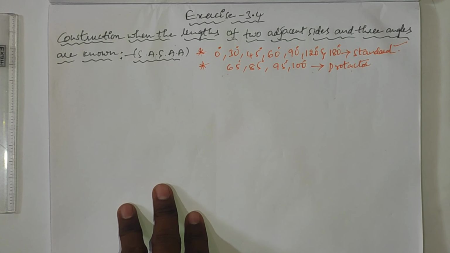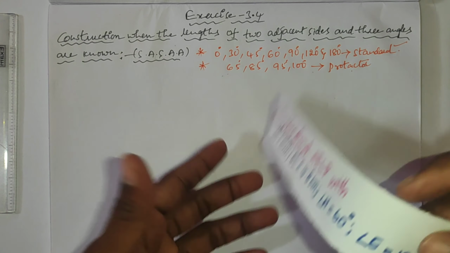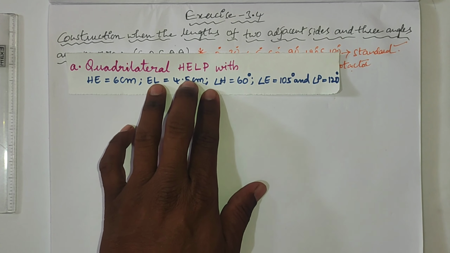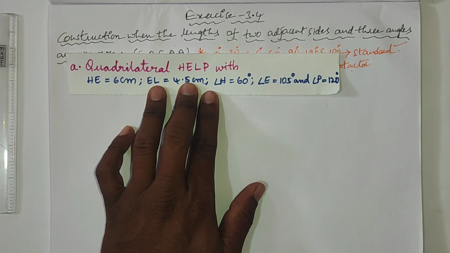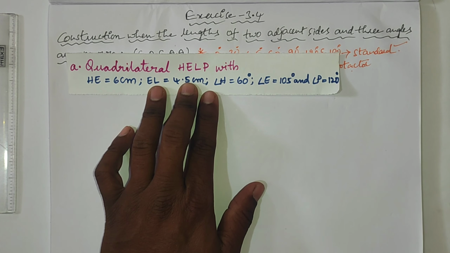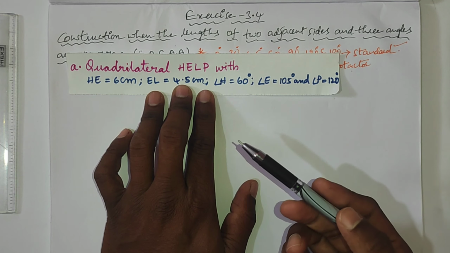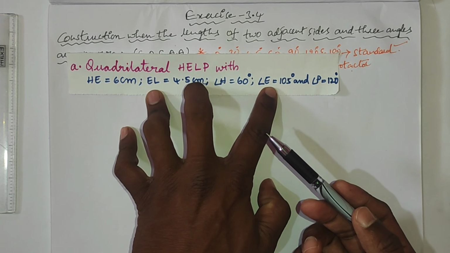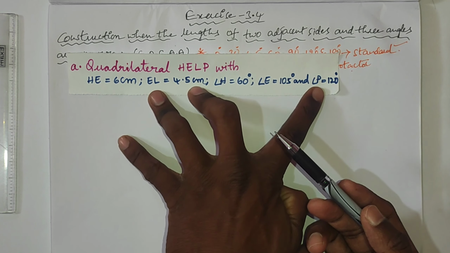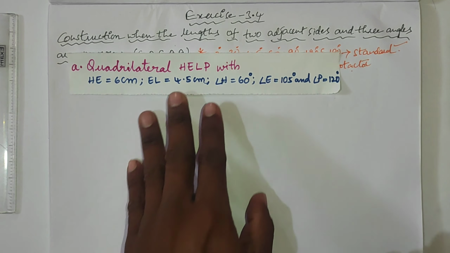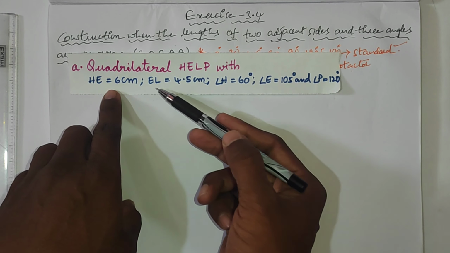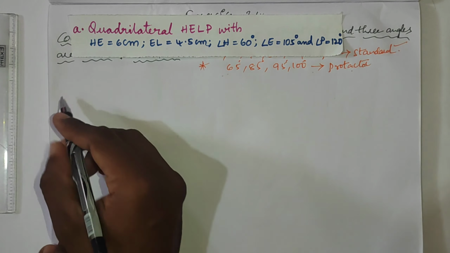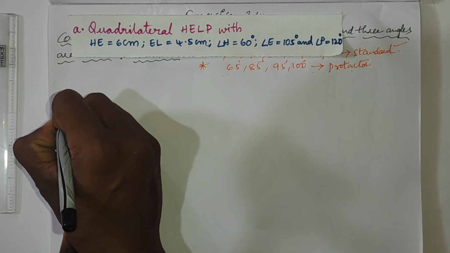Exercise 3.4, first question. What is given? Construct quadrilateral HELP with HE as 6 centimeters, EL as 4.5 centimeters, angle H equals 60 degrees, angle E equals 105 degrees and angle P equals 120 degrees. So we are given two sides and three angles. Before drawing this one, we'll draw a rough sketch first.